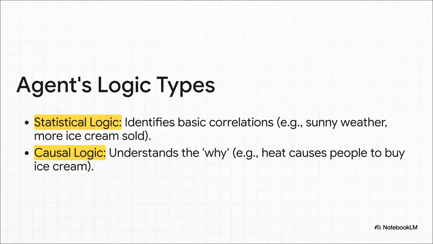So the agent really has two types of logic working here. There's the statistical logic, which spots simple patterns. When it's sunny, people buy more ice cream. Easy enough. But then there's the causal logic, which goes deeper to understand the why. It's the heat from the sun that makes people want something cold. And knowing that difference is absolutely crucial for making smart decisions.